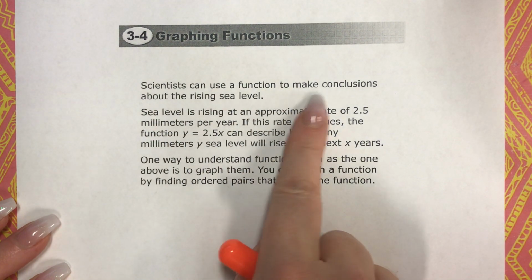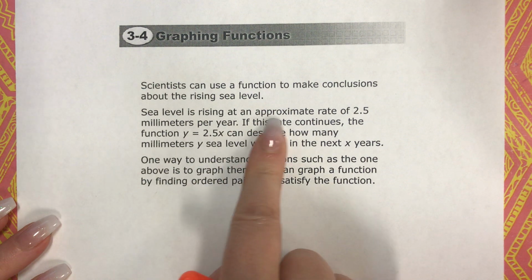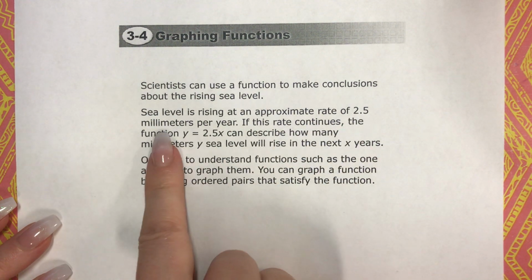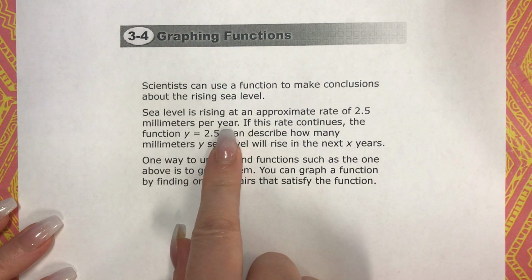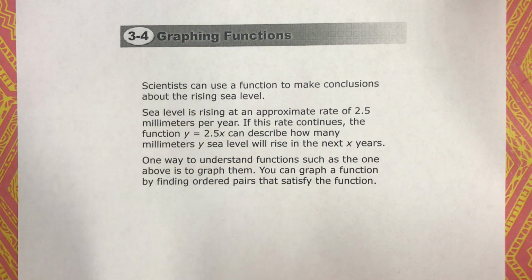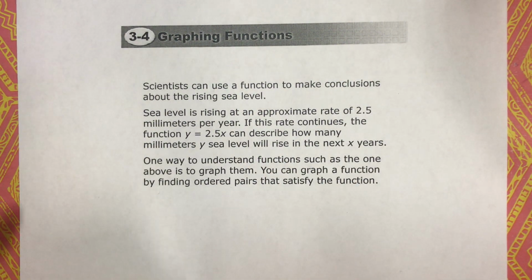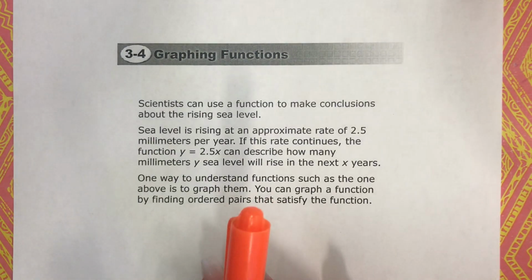Scientists can use a function to make conclusions about the rising sea level. Sea level is rising at an approximate rate of 2.5 millimeters per year. Do you guys know how big a millimeter is? A millimeter is really small. Really small. Let me see here. I'll show you. I actually have a ruler here.